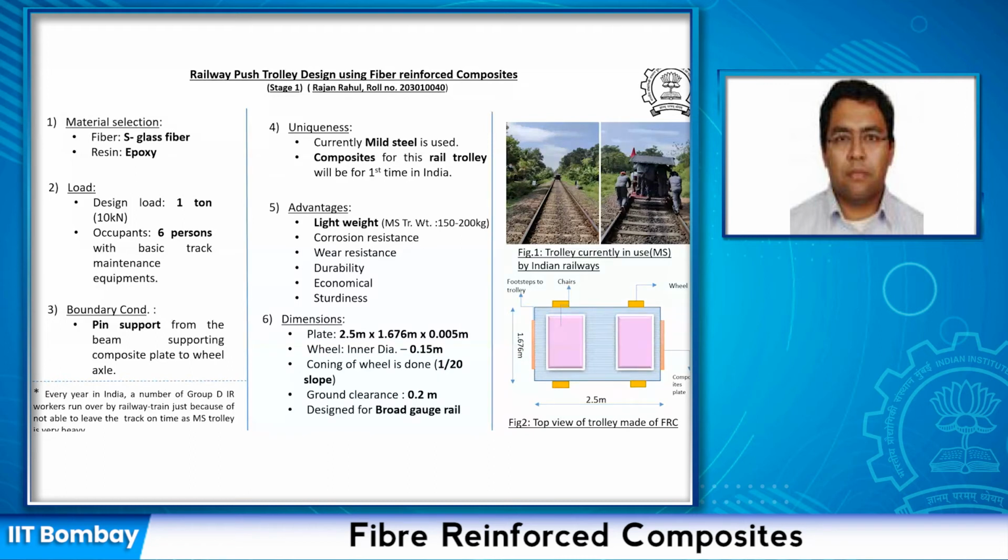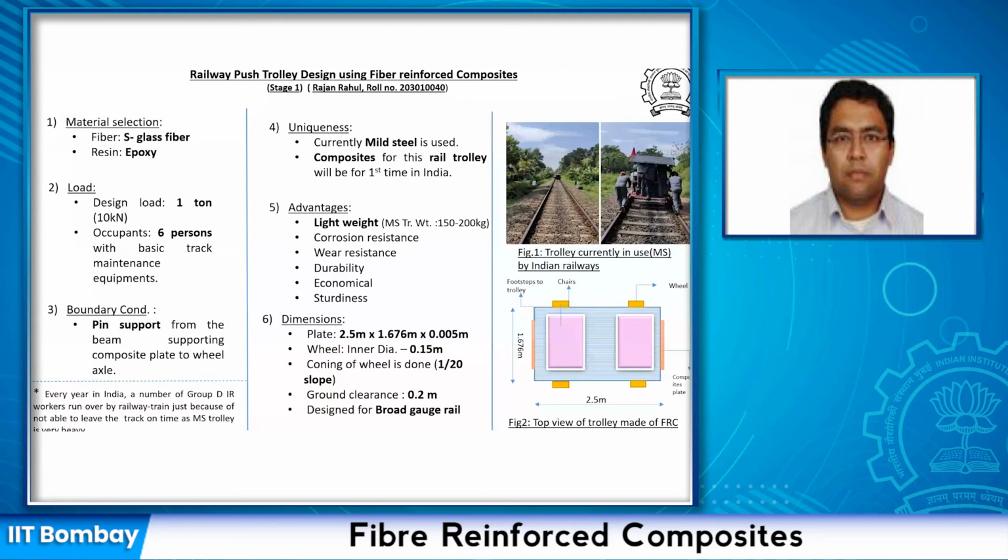So let us come to the material selection. I will choose S-glass fiber and resin. Why am I choosing S-glass fiber? Because it is easily available and cheaper in India. That's why I'm choosing S-glass fiber, and it even has better tensile strength than E-glass fiber.